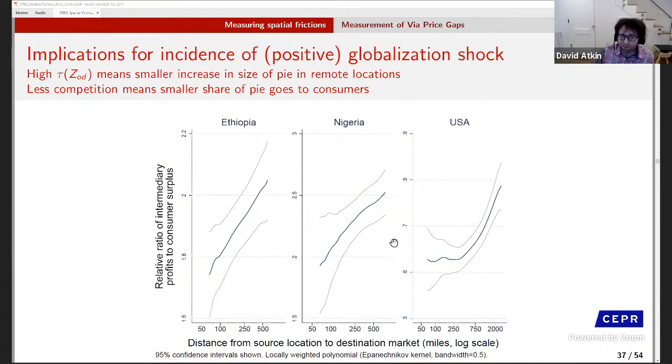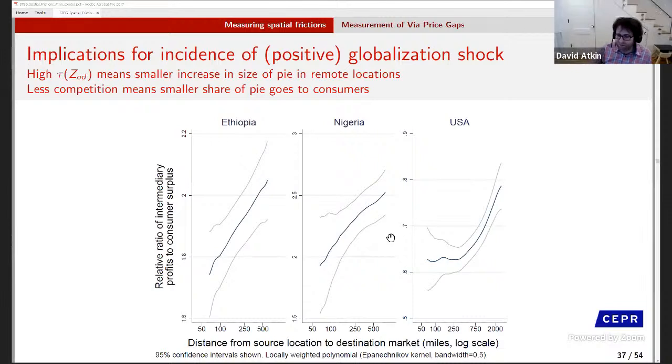We also can say a little bit more about implications of these high trade costs in developing countries, something we'll turn to in the rest of the lecture today when I talk about the impacts of infrastructure. And essentially what we can say is two things. Thinking about this thought experiment whereby imagine there's a big increase in globalization. How does that affect people in Nigeria? How does that affect people in Ethiopia?